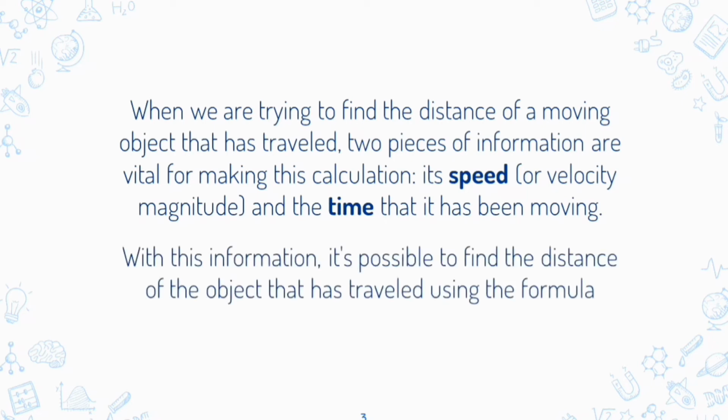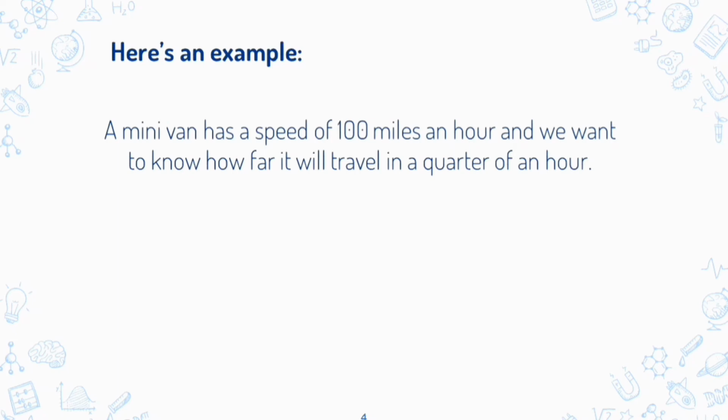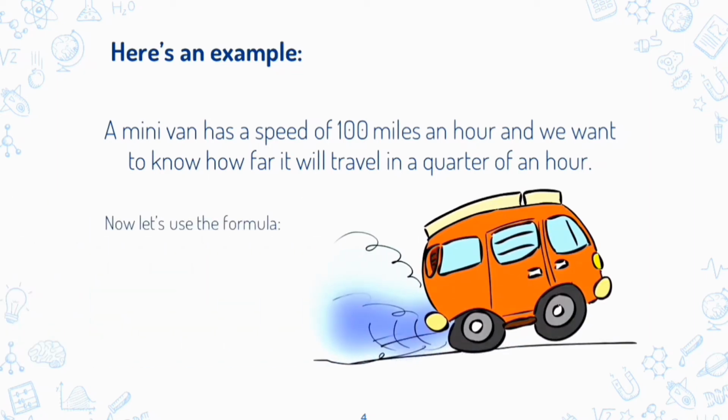With this information, it's possible to find the distance the object has traveled using the formula distance equals speed multiplied by time. Here's an example. A minivan has a speed of 100 miles an hour, and we want to know how far it will travel in a quarter of an hour. Now let's use the formula. Distance equals speed multiplied by time.